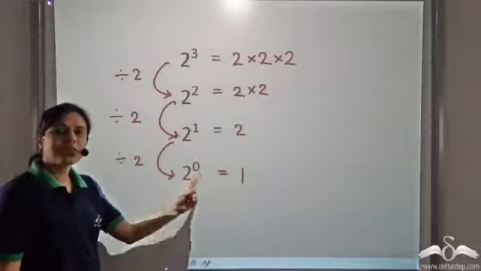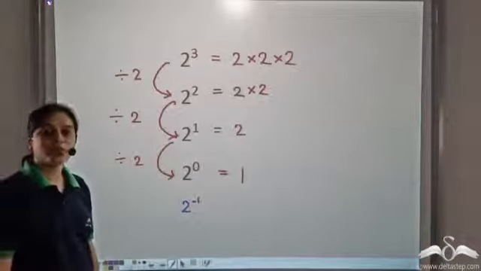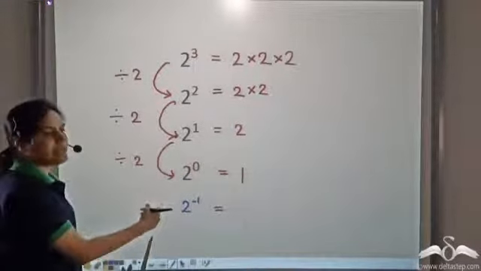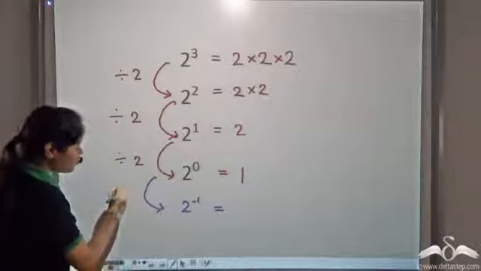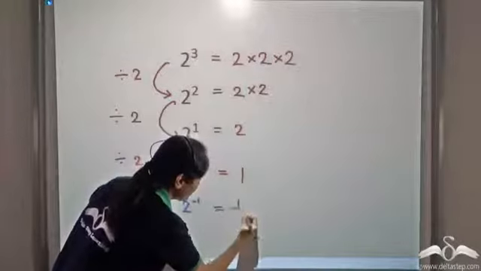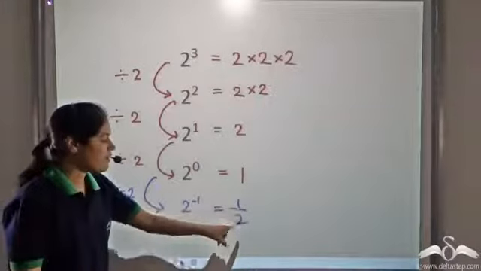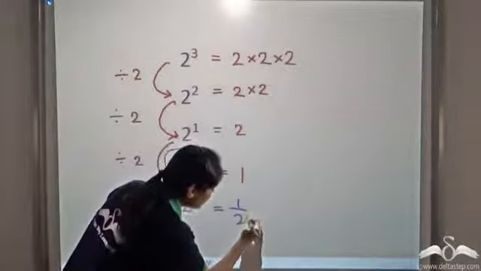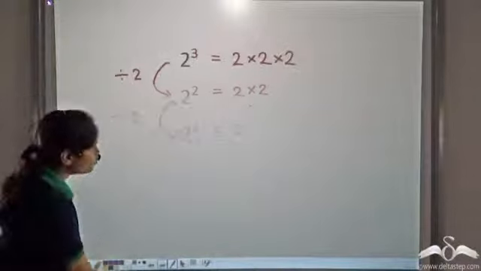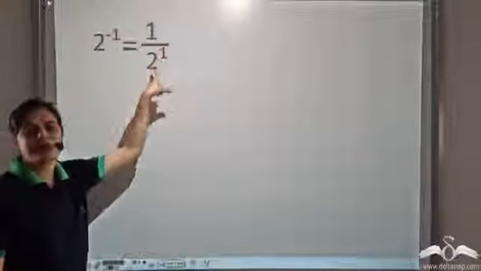So 0 minus 1 gives negative 1. So if we decrease the power by 1, we'll get 2 to the power negative 1. What is this equal to? Well, following this pattern, we need to divide by 2. So it will be 1 divided by 2. So 2 to the power negative 1 is 1 divided by 2, or we can say 1 divided by 2 to the power 1.